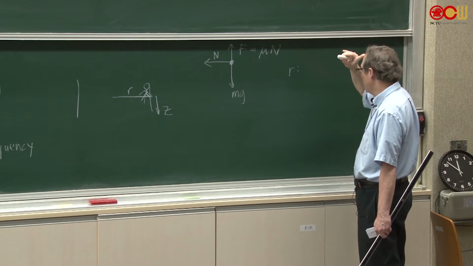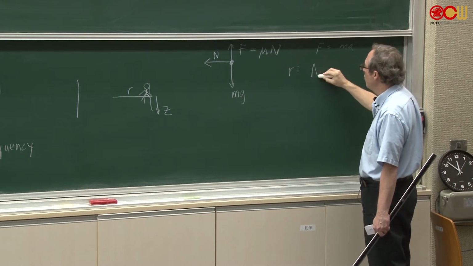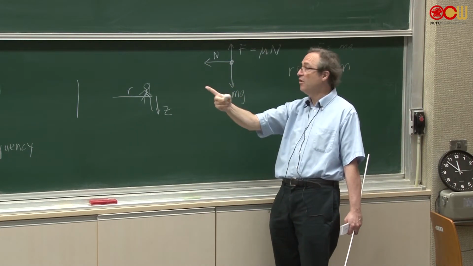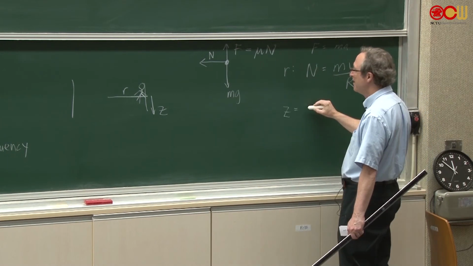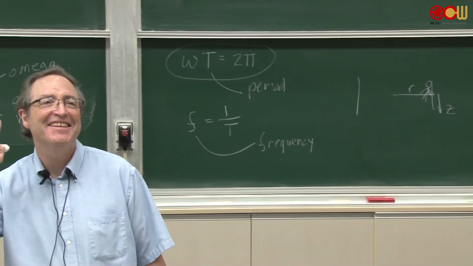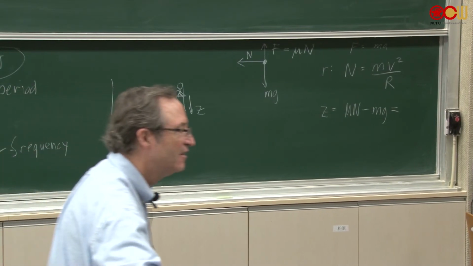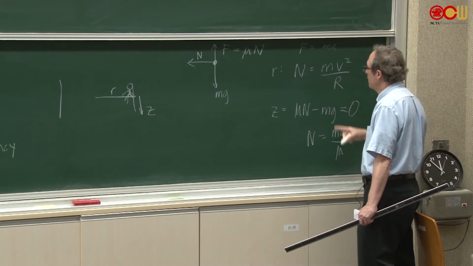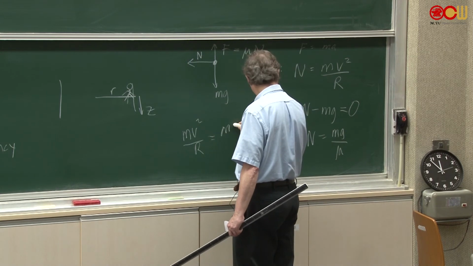In the r direction, what do we have for F equals ma? We have the normal force equals m times the centripetal acceleration, right? It's going around in a circle. mv squared over the radius of the circle. In the z direction, mu times n minus mg. What is the acceleration in the z direction? Up and down. What is it? 0. Right? So we get n equals mg over mu. Stick that in there. And we get mv squared over r equals mg over mu.